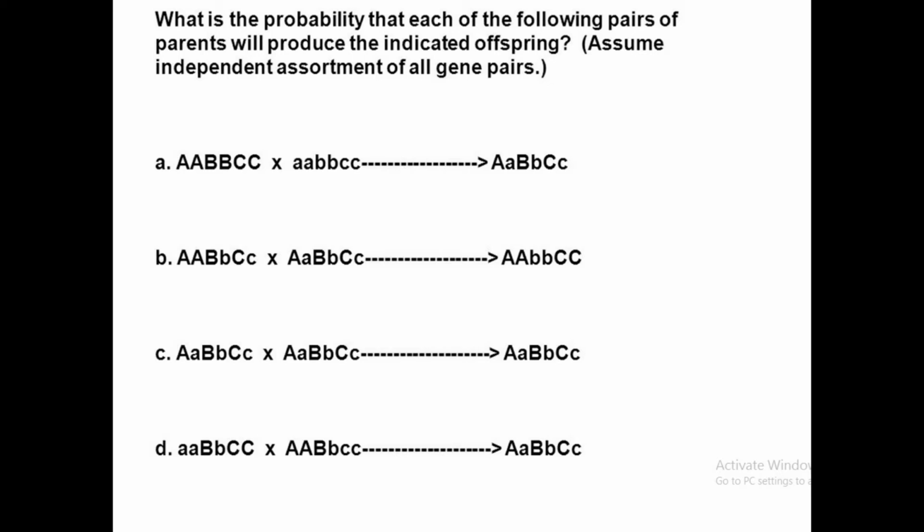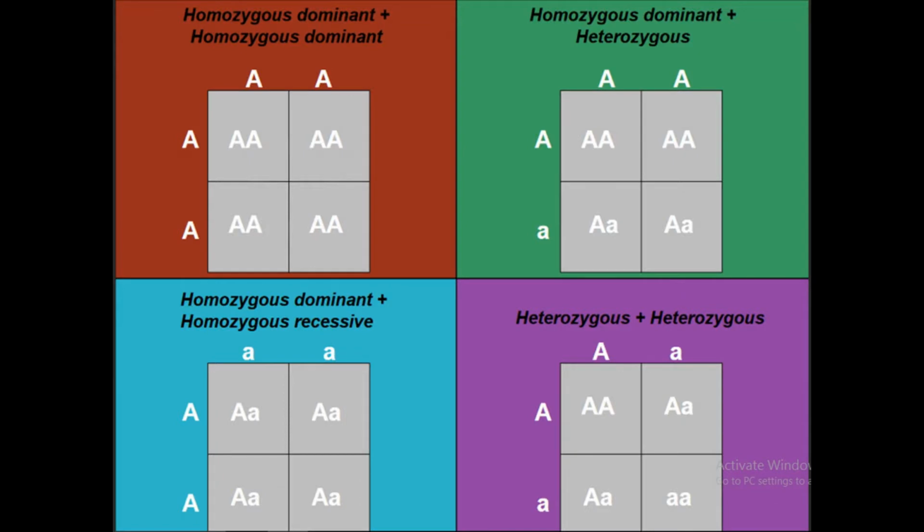So now let's see the next thing. What is the probability that each of the following pairs of parents will produce the indicated offspring? Now the question is this: if you can do it, you can try it, then we will solve it. You can pause the video and try it, and then we will solve it. So we'll see some tricks.